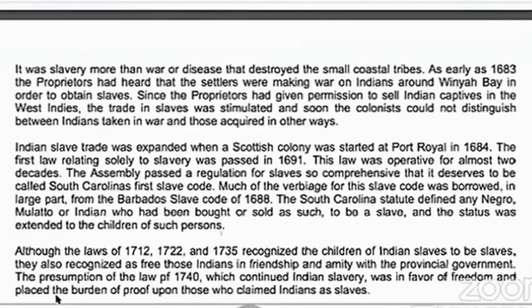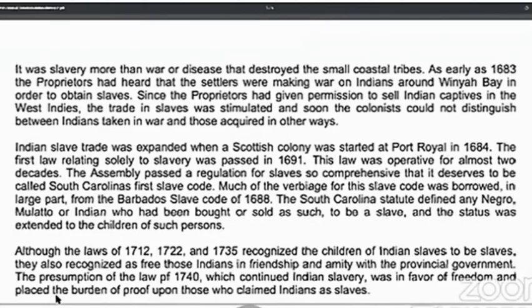It was slavery more than war or disease that destroyed the small coastal tribes. Again, it was slavery, more than war or disease. So-called Negro, that's you they're talking about. American Indian, colored, mulatto, that's you they're talking about. Slavery more than war or disease was the cause that destroyed the small coastal tribes.